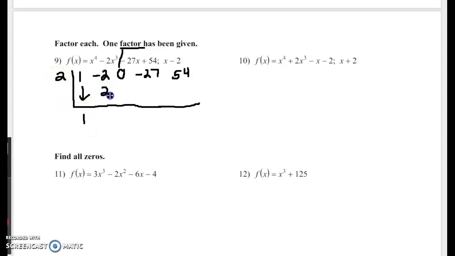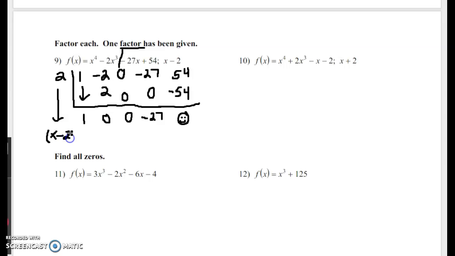2 times 1 is 2, and then I add, I get 0. 2 times 0 is 0. I add, I get 0. 2 times 0 is 0. I add, I get negative 27. And 2 times negative 27 is negative 54. I add and I get another 0, and I'd put a big smiley here because I'm happy. I just proved that's a factor. So this is one of my factors, x minus 2.